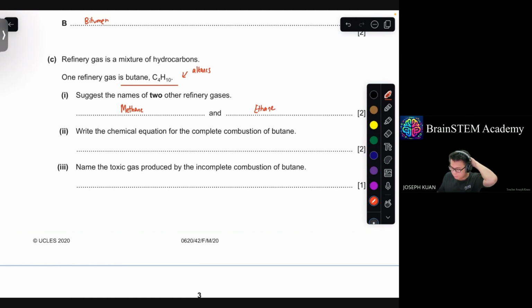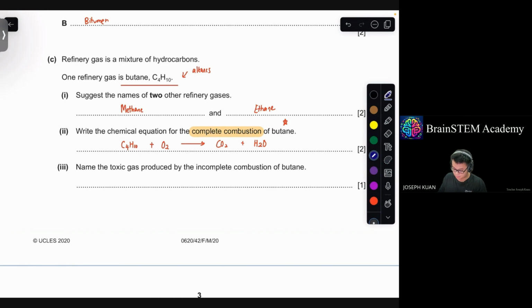2. Write the chemical equation for the complete combustion of butane. So whenever you see the word complete combustion, you should think of it as a reaction of fuel, that is the butane, mixing with oxygen gas, which is O2, forming 2 products. In complete combustion, it forms carbon dioxide and water.